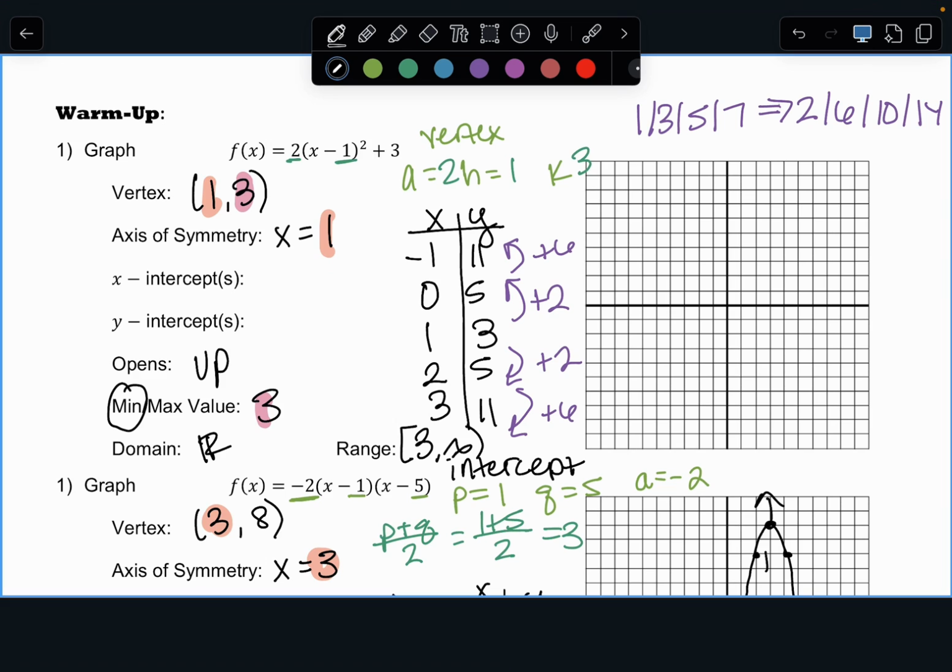And that's all my graph can fit. Even 11 falls off a little bit. So I'm going to graph -1, 11 is just slightly above my graph. Close enough. 0, 5, 1, 3, 2, 5, 3, 11. Draw a curve. Don't forget your axis of symmetry. And you're done with the graph.